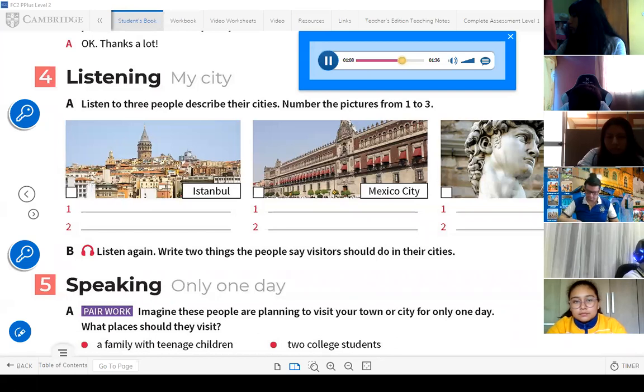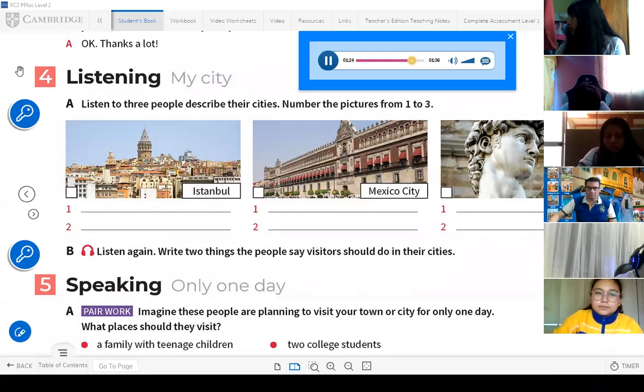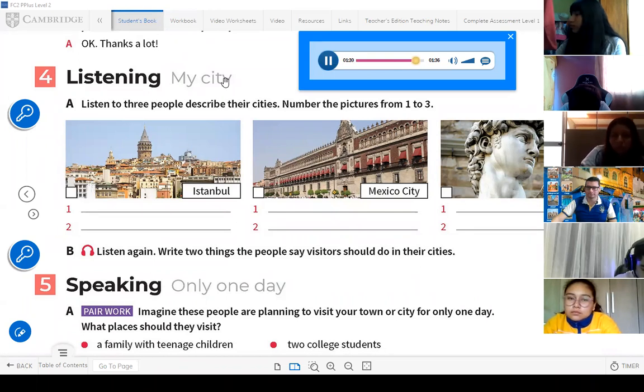3. I live in a great city, Istanbul, Turkey. There's so much to see and do here. One very famous tourist site is the Topkapi Palace. It's beautiful. Yeah, tourists should definitely visit the palace. Visitors should also go on a boat trip. You can take a boat from the European side of the city to the Asian side. That's pretty cool.